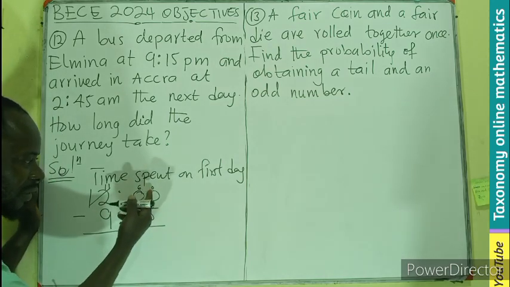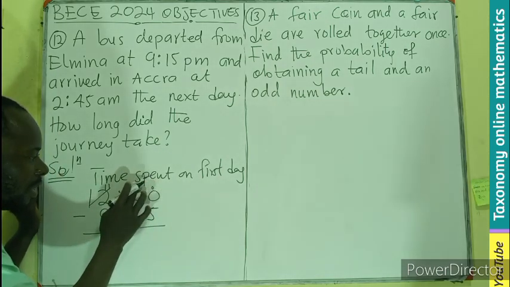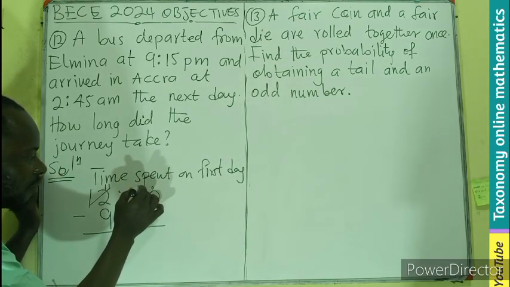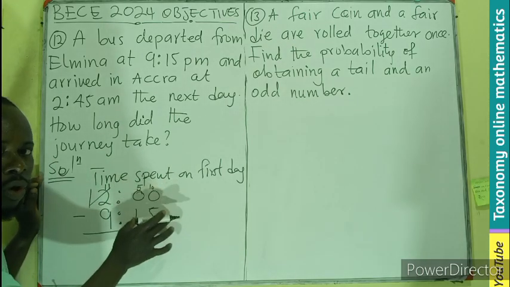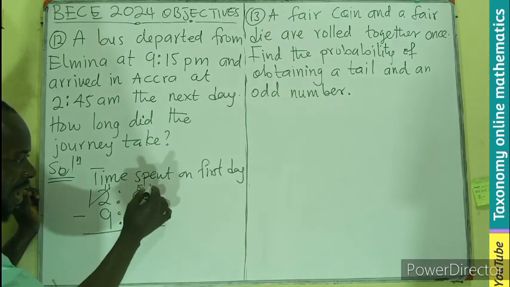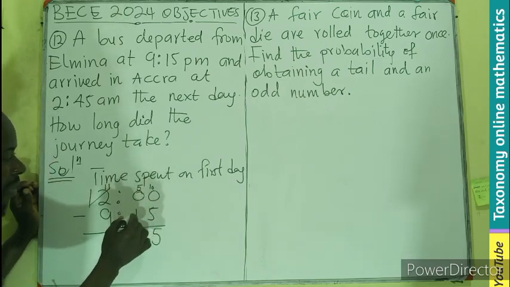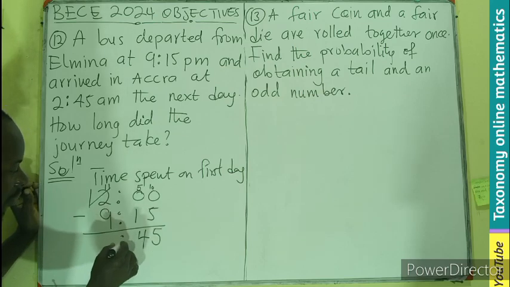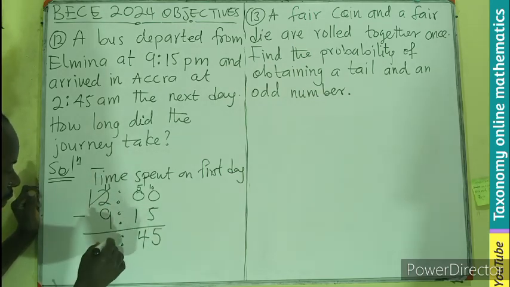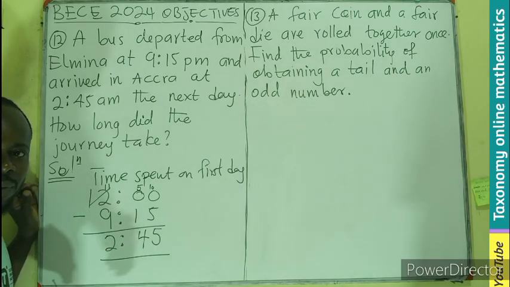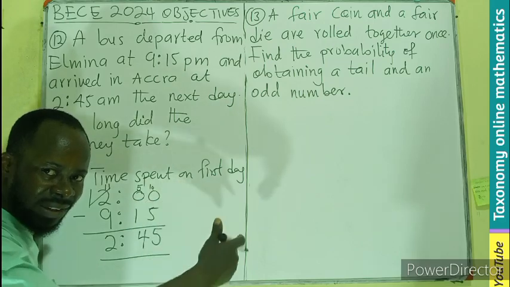But in this 60 minutes, 0 is also smaller than this, so we need to borrow. So when you borrow 1 from here, you are left with what? 5. Then you come here to become what? 10. We are in the same column, so we maintain that. So that will give us 10 minus 5 as 5. 5 minus 1 as 4. Then 11 minus 9 will be 2, right? Meaning we spent 2 hours 45 minutes on that first day.